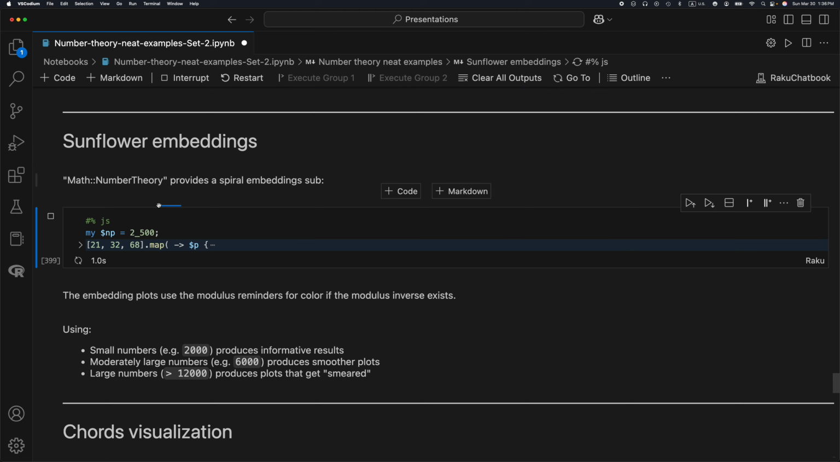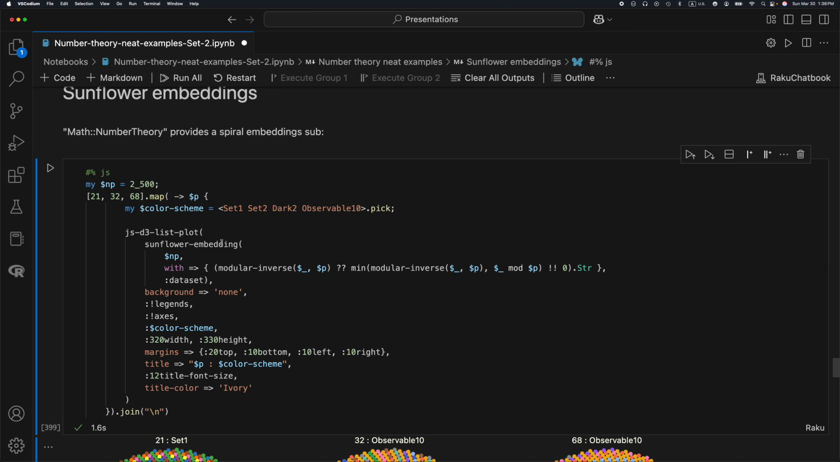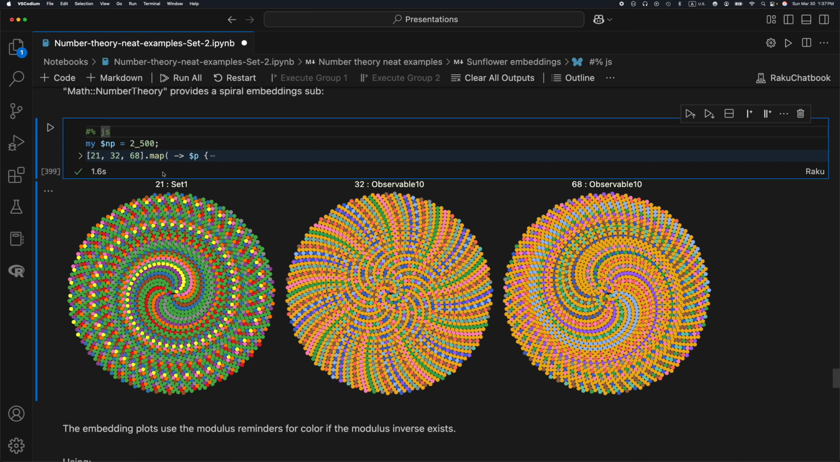This is a built-in function now in math number theory. In the previous presentation, I was also using sunflower embeddings, but right now this is a built-in function, so you can see it here. Sunflower embedding takes the first argument, the total number of integers with which we are going to do the sunflower embedding, and a function. You can give a named argument, which is a function: how do you color, or what do you do with the numbers which are embedded in these sunflowers? This is more or less what is happening here.